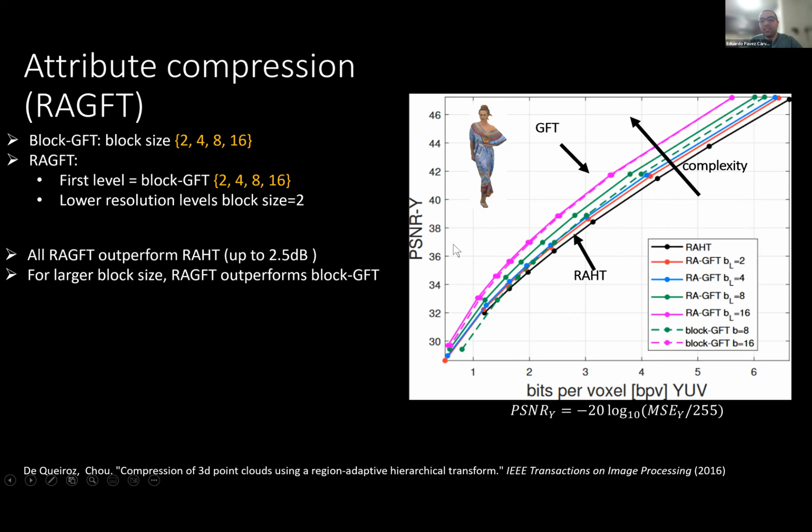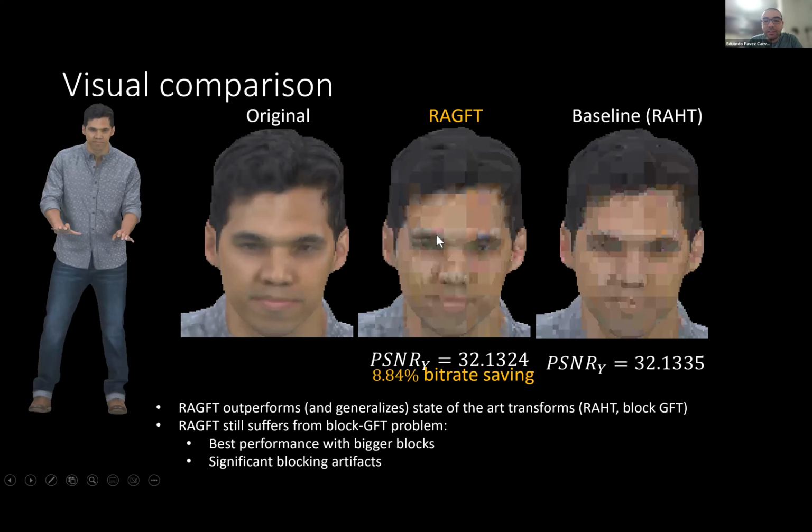So here are some visualizations of the decoded signals at 32.1 dB PSNR. So it's still like the array GFT is always better than the RAHT, but they both have blocking artifacts, and this is due to the blocks. The reason is because we use block transforms. So this is typical, for example, it looks a lot like JPEG artifacts.